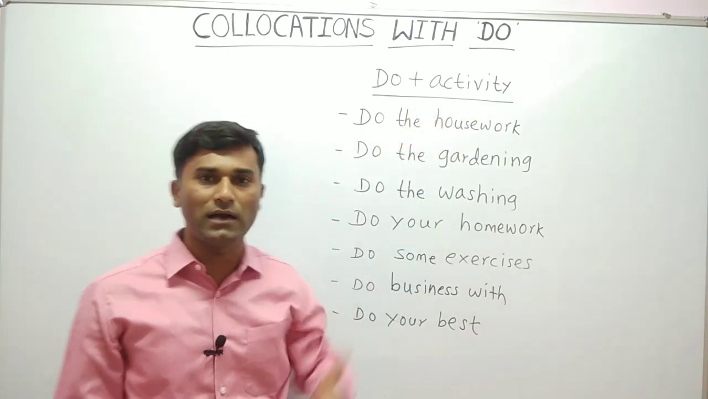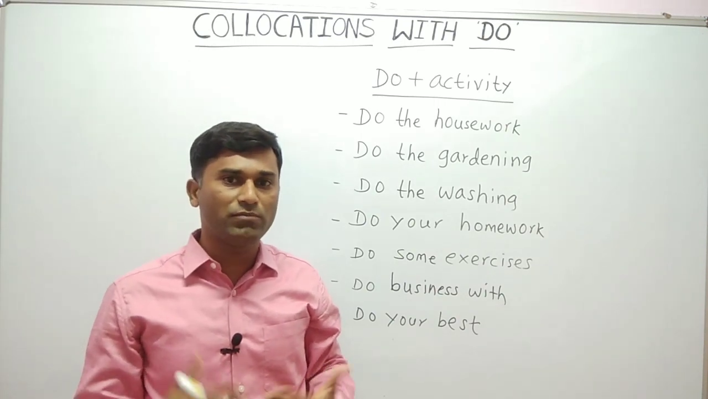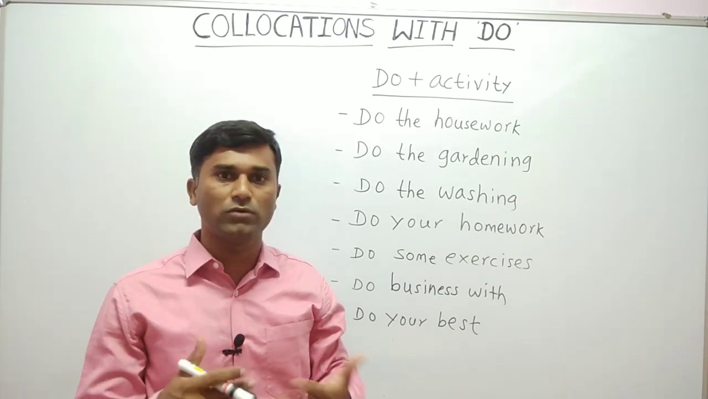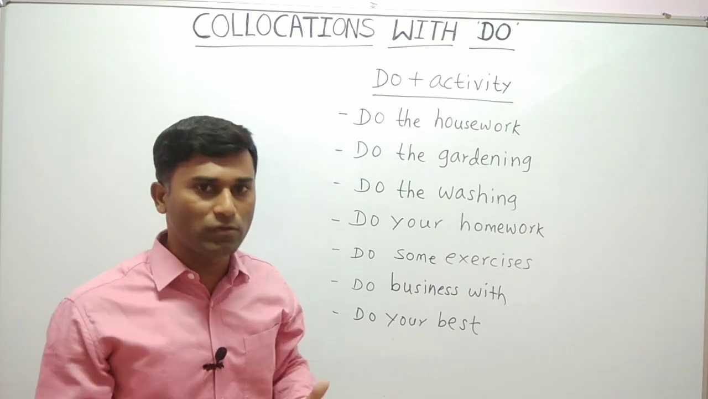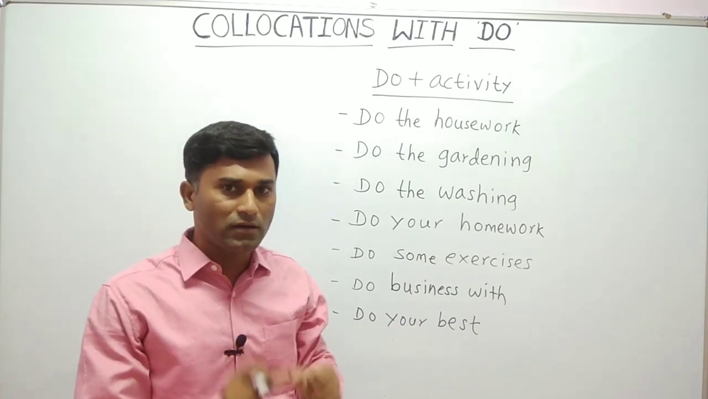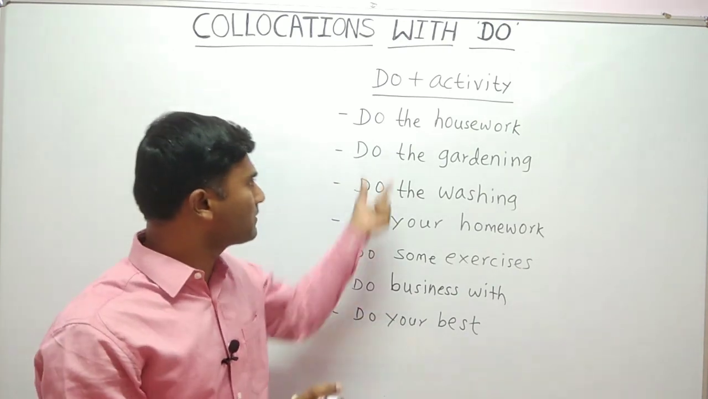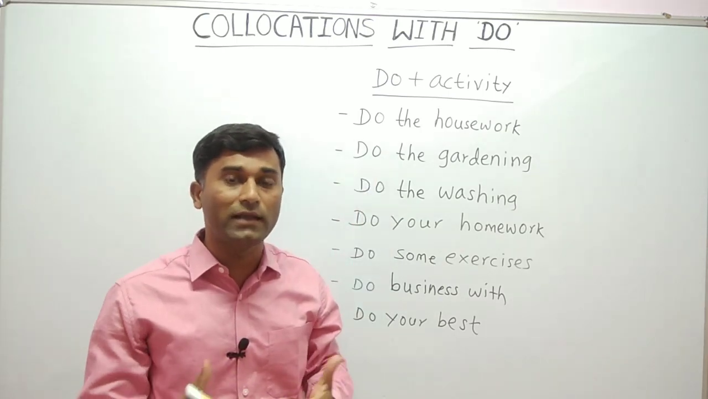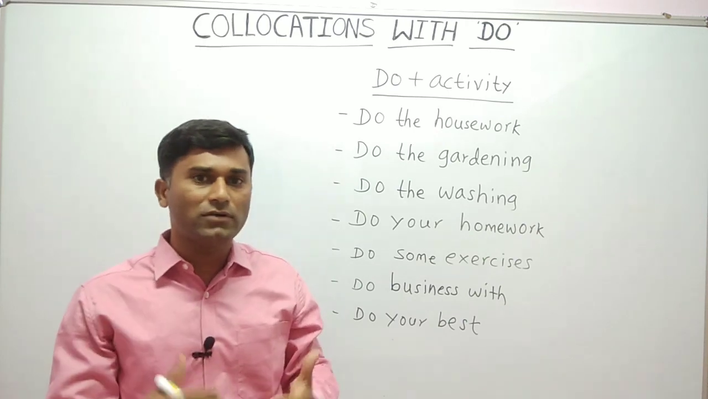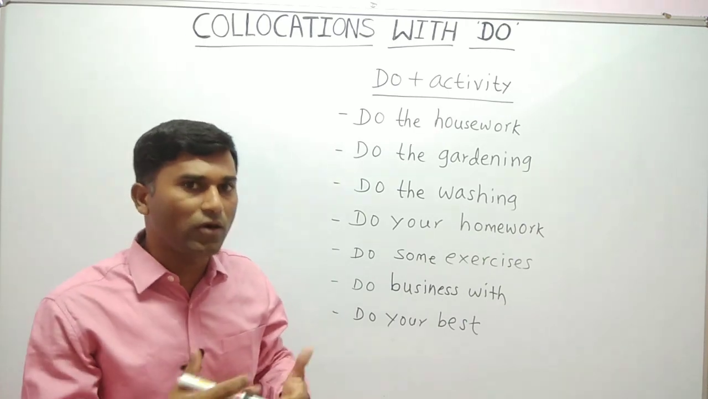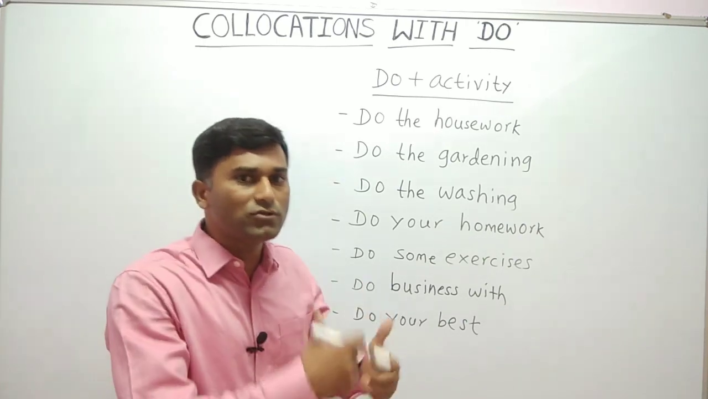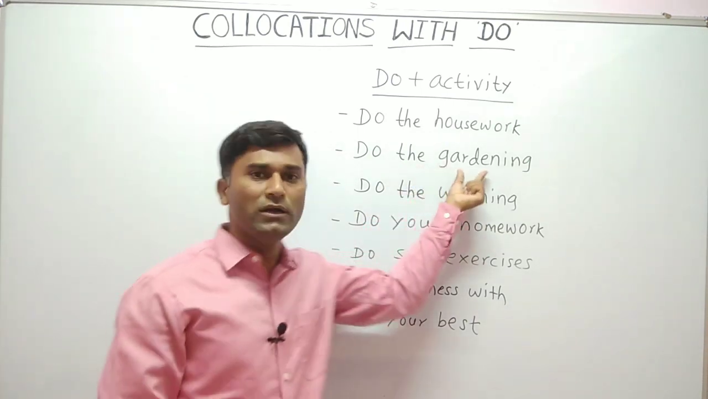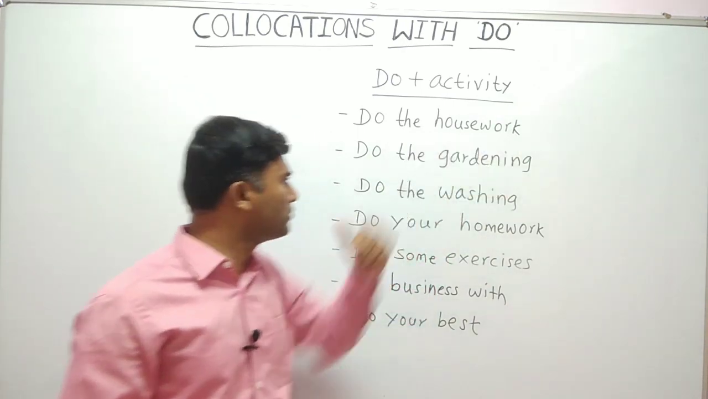Next is do the gardening. Now there is some work that people do in the garden. It may be watering the plants, taking care of the plants, or doing some work in the garden. So for all that, there is a verb, that is do. So we say do the gardening. Every weekend I do the gardening. Or every weekend my father does the gardening. So some work that I do in the garden, that is do the gardening.